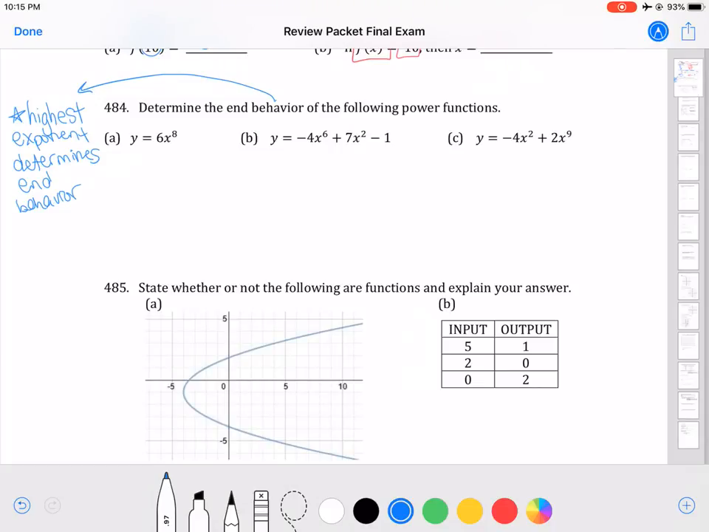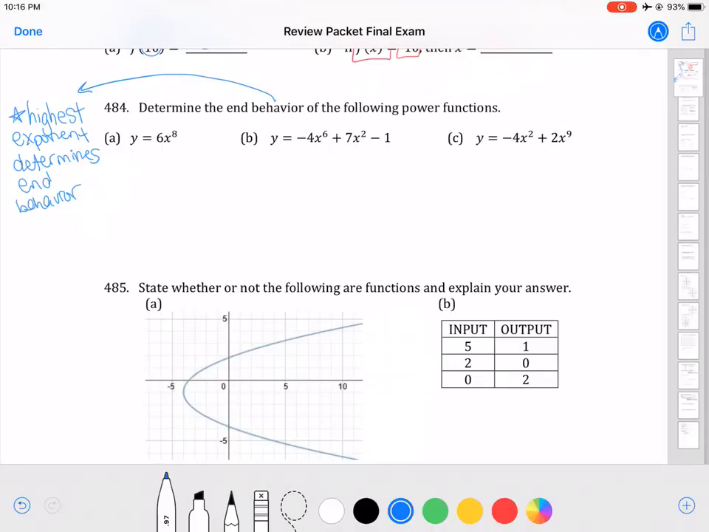It could either be an up-up, where the left and right ends are both going up, a down-down, where the left and right ends are both going down. It could be a down-up, where your left end is going down and your right side is going up, or vice versa, an up-down, where your left side is going up and your right side is going down.